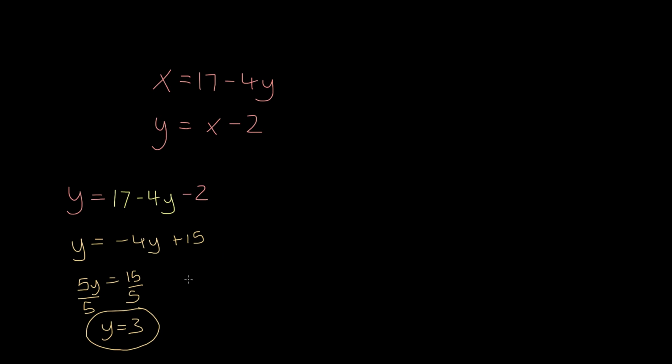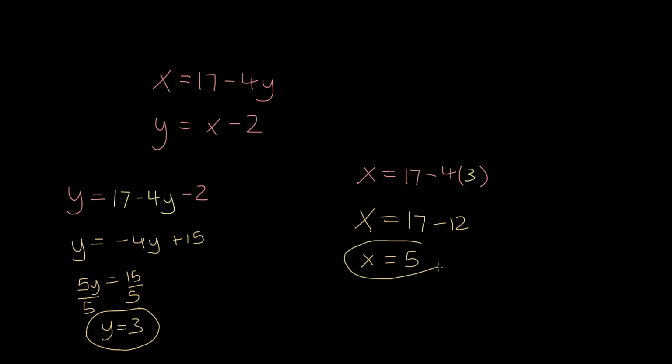Now we plug in the y into our first equation. Our first equation was x is equal to 17 minus 4 times y, and we said that y is equal to 3. So now we're going to solve for this, and we're going to get x is equal to 17 minus 4 times 3, which is 12. And so x is equal to 17 minus 12, which is equal to 5. And so that's going to be our x-coordinate.